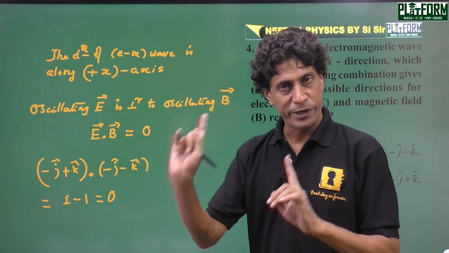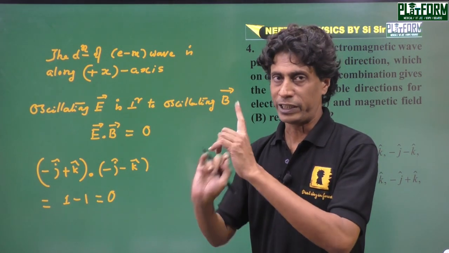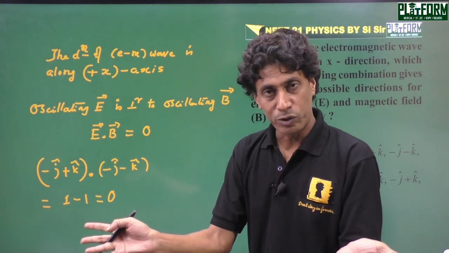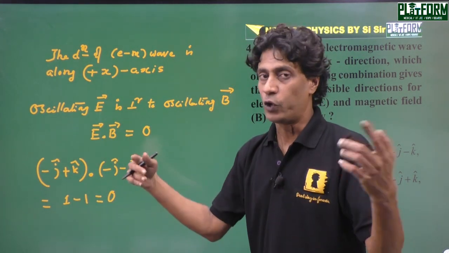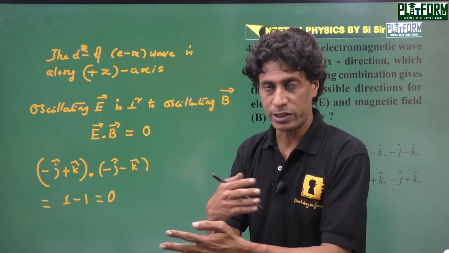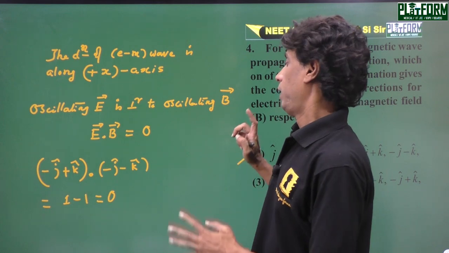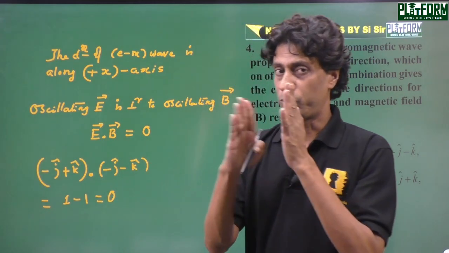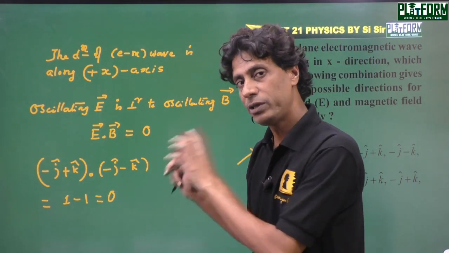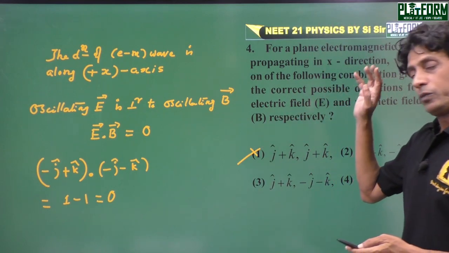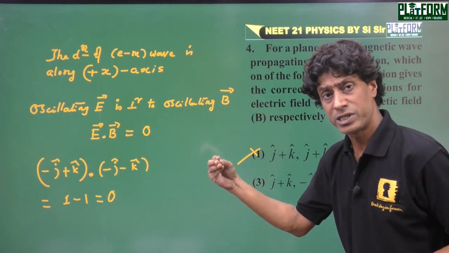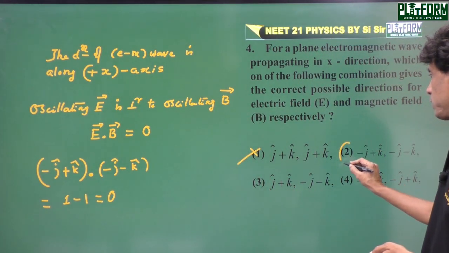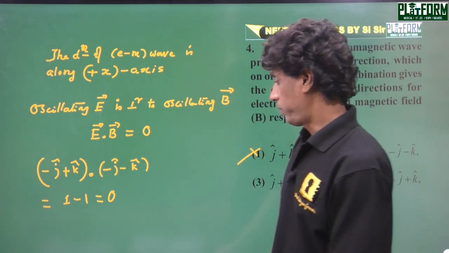Electromagnetic waves propagate perpendicular to the plane of the oscillating electric field and magnetic field, which are mutually perpendicular to each other. That is, electric field and magnetic field always oscillate perpendicular to each other in a plane. Therefore, the dot product of the direction of electric field and direction of magnetic field should be zero. Applying this very basic conception of electromagnetic waves, we get the answer here as 2. Next problem.